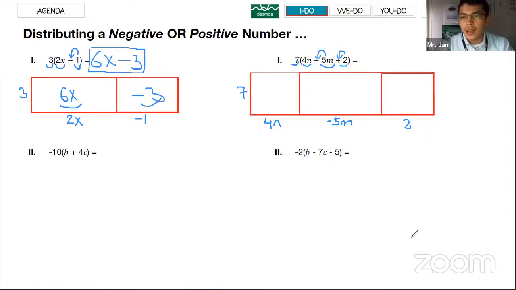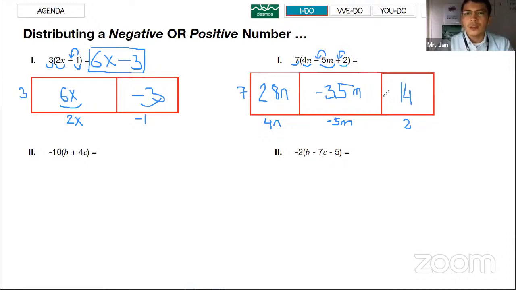Now we need to find out what the area is for each rectangle. Yeah, one student gave me the answer, so I'm going to copy that answer. So 7 times 4 is 28, and you need to put the variable next to it. And the area of the second rectangle is 7 times -5, which is 35. You got it. And you need to put the variable next to it. And the last one is 7 times 2, which is 14.